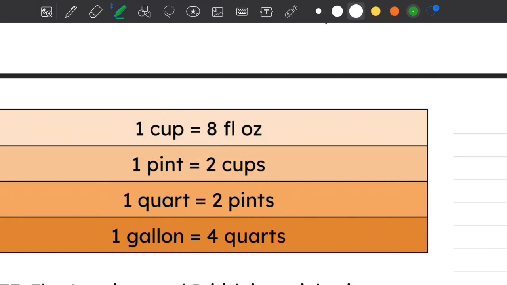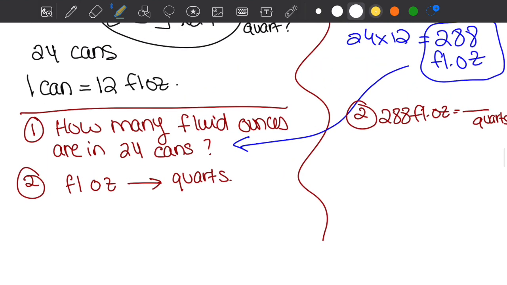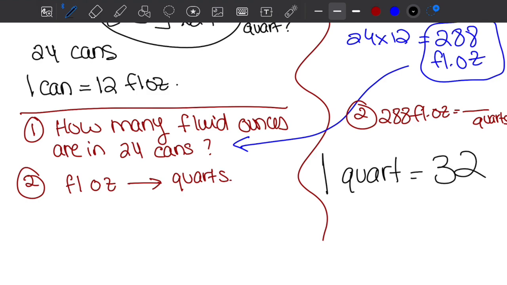Okay, so I know that this is 8, this is 2, this is 2. I multiply them together. So that becomes 32. 8 times 2 times 2 is 32. So I'm going to go back to my question and I'm going to write that conversion factor. I'm going to say 1 quart is equal to 32 fluid ounces because I multiplied the factors 8 times 2 times 2.